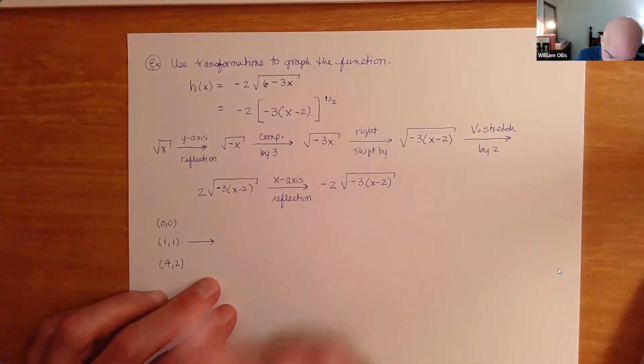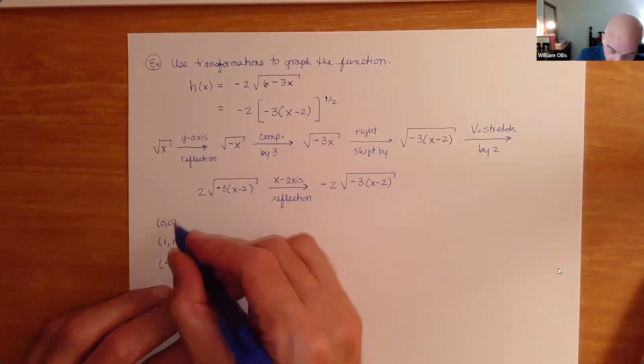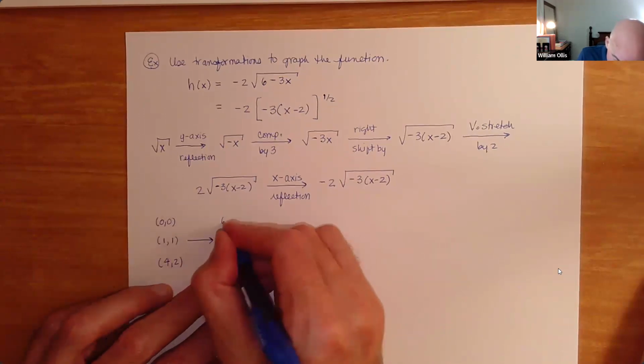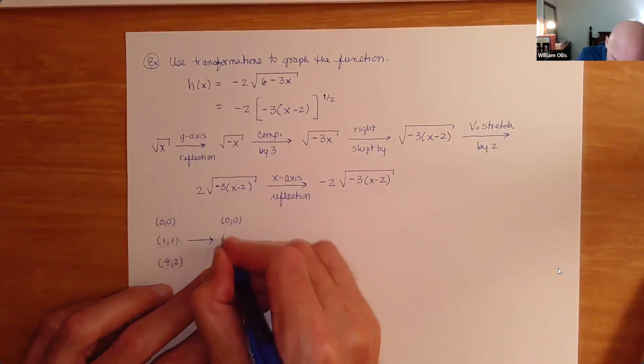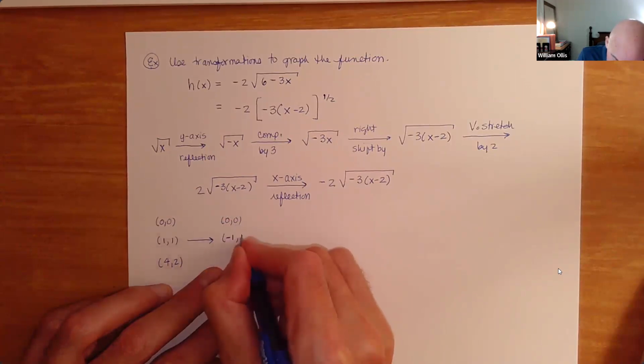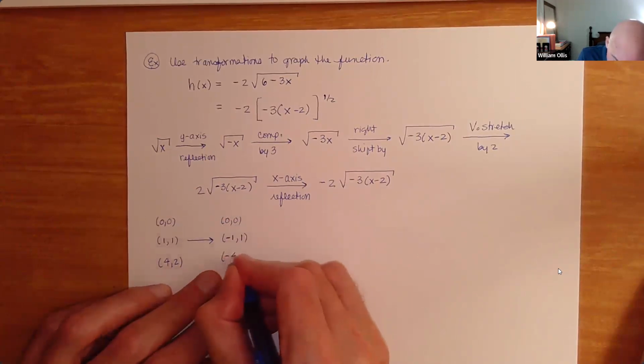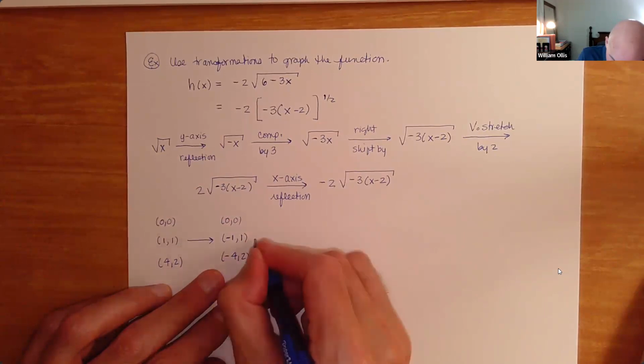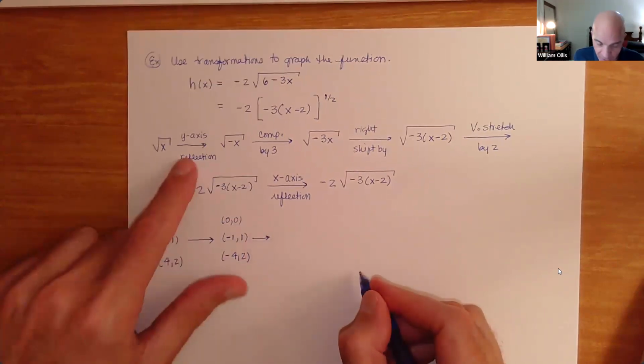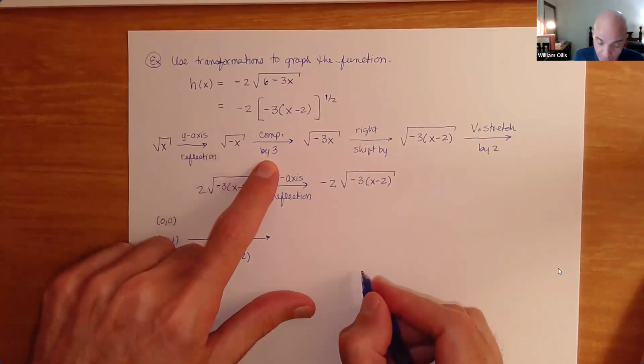So we do y-axis reflection. So again, we replace the x's with their negatives. So 0, 0, negative 1, 1, negative 4, 2. Okay, that accomplished this. Now compress by 3.